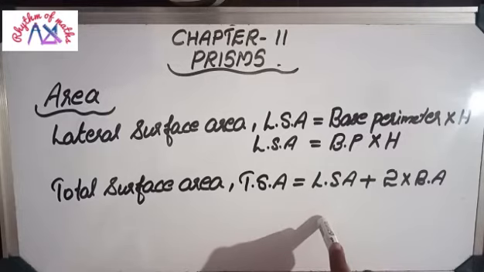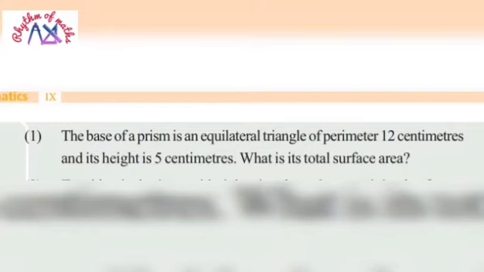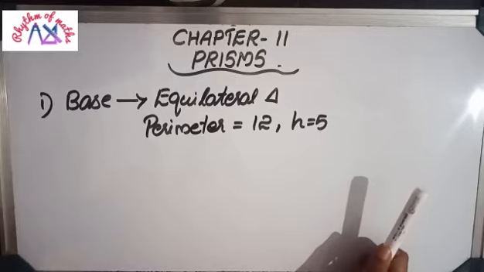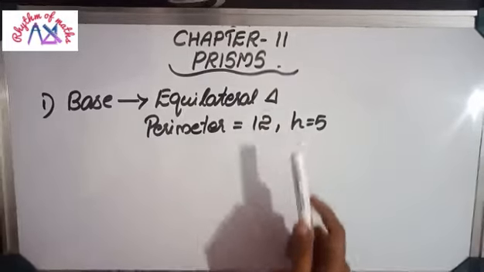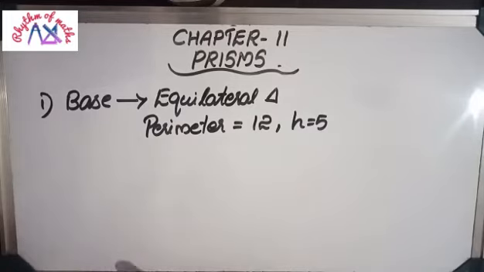Now let's move on to problems from the second activity, page number 174. Here is your first question. The base of a prism is an equilateral triangle of perimeter 12 cm and its height is 5 cm. What is its total surface area? So here in the first question, we have an equilateral triangle as base. We have to find the total surface area of that prism.